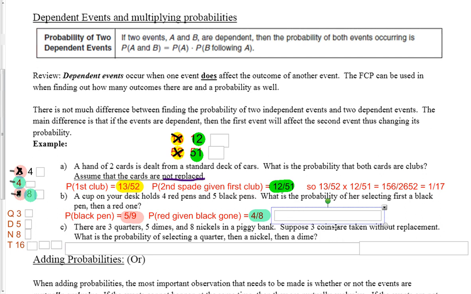Just as above, we're going to take those two numbers once we have them and multiply them together. And that's going to give us eventually 5 over 18. So our probability is 5/18.